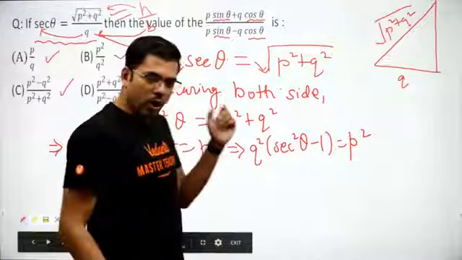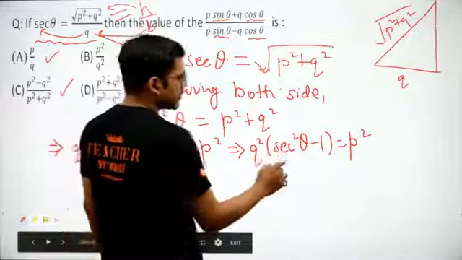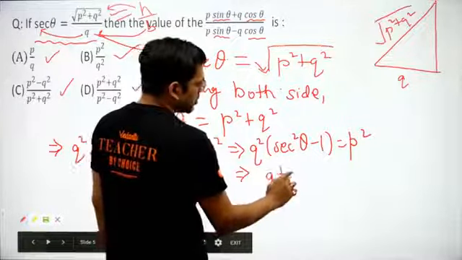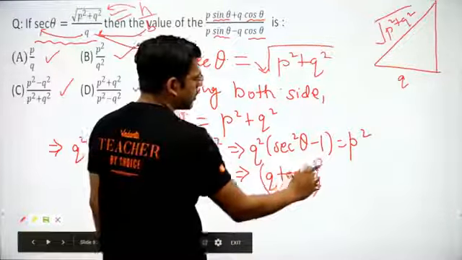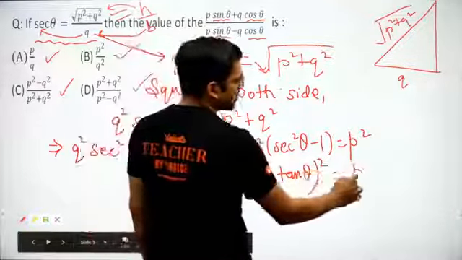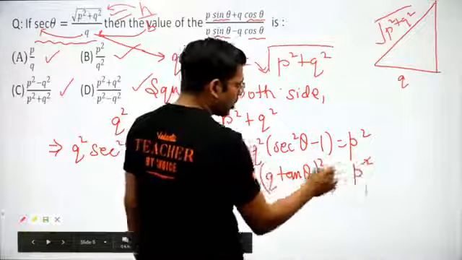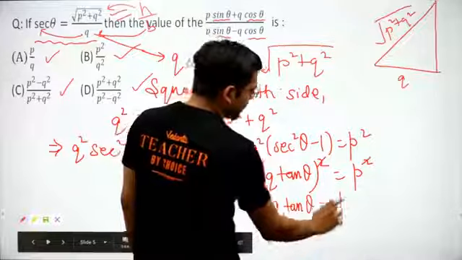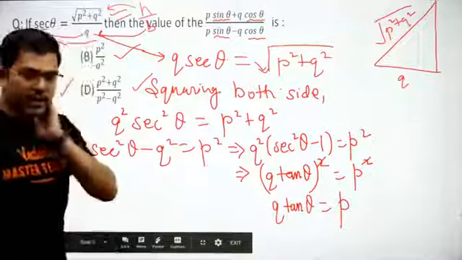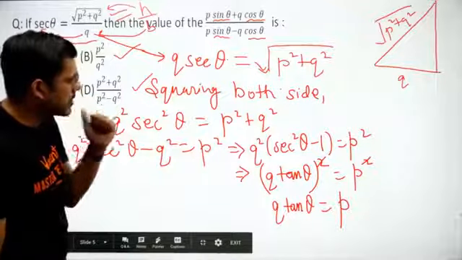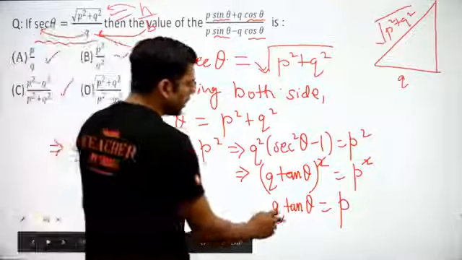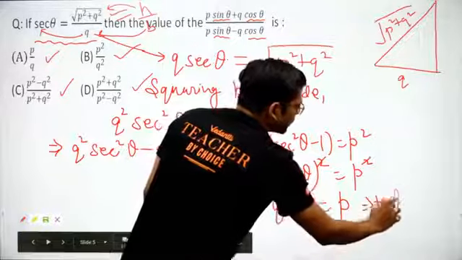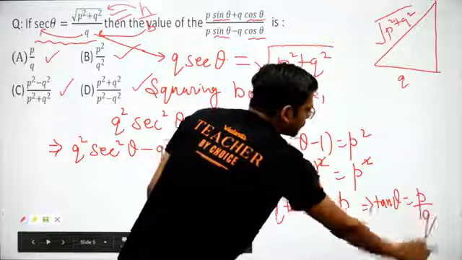Now, I guess you all would have understood that sec square theta minus 1 is tan square theta. So this will make it q square tan square theta. I can write it as q tan theta whole square, equal to p square. The square and square would get cancelled, and this is q tan theta equal to p. Now, how to utilize this? You have got the value of tan theta is equal to p by q.